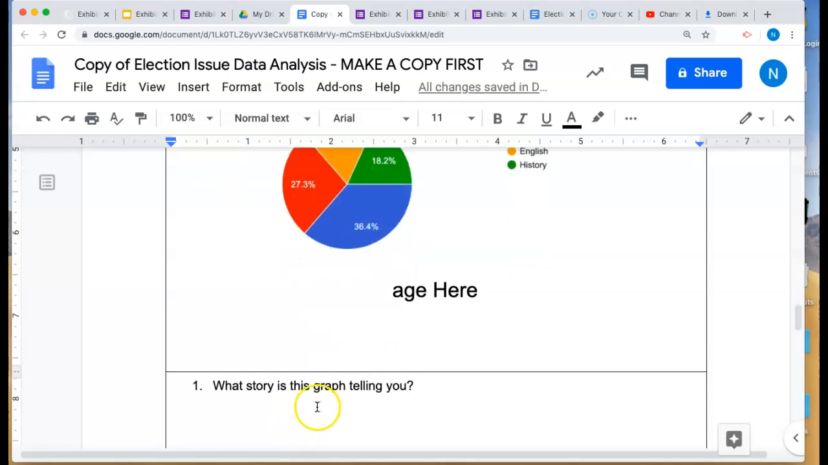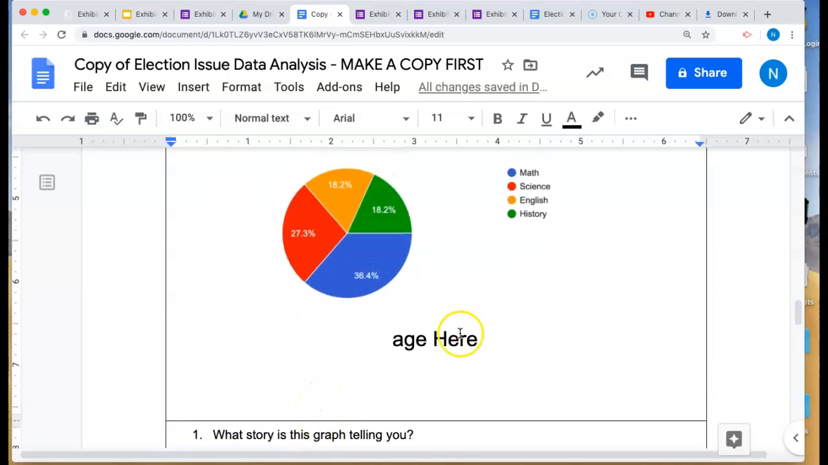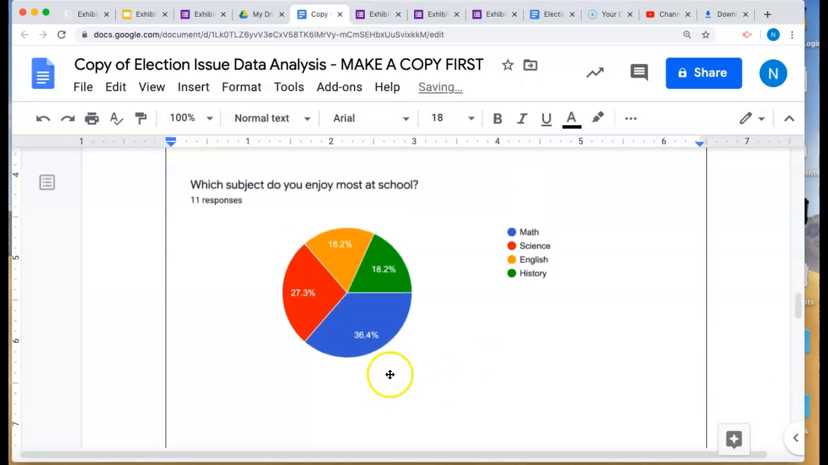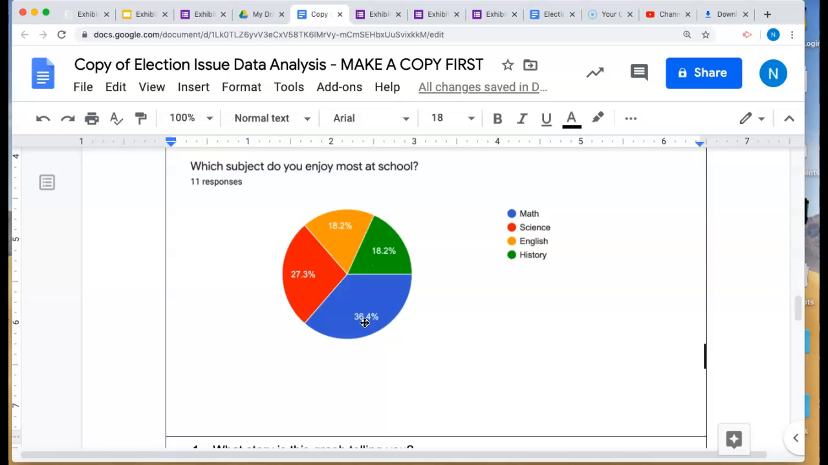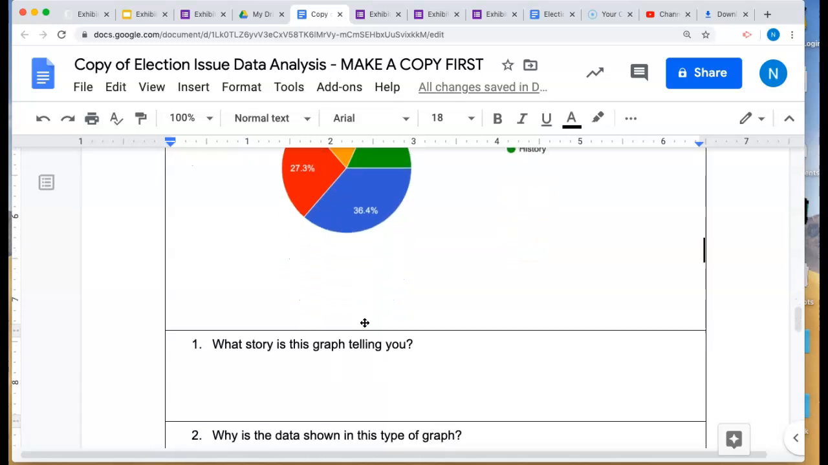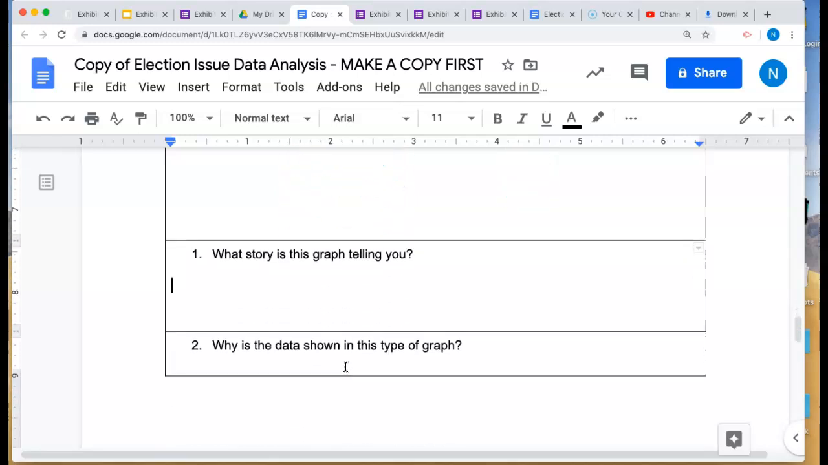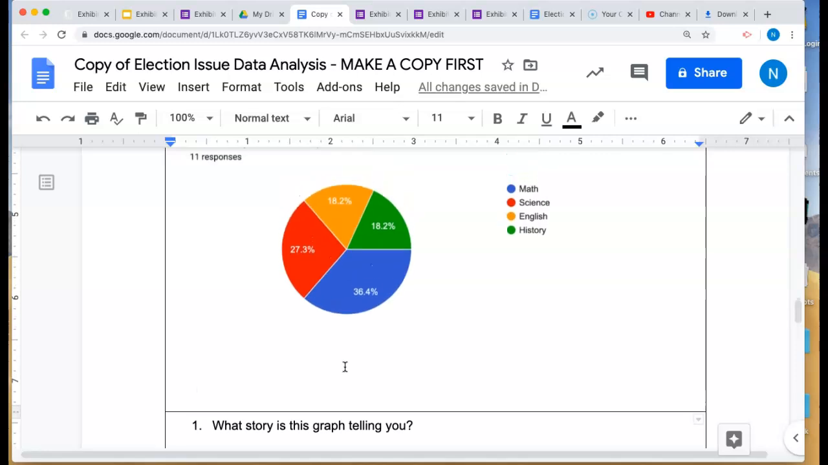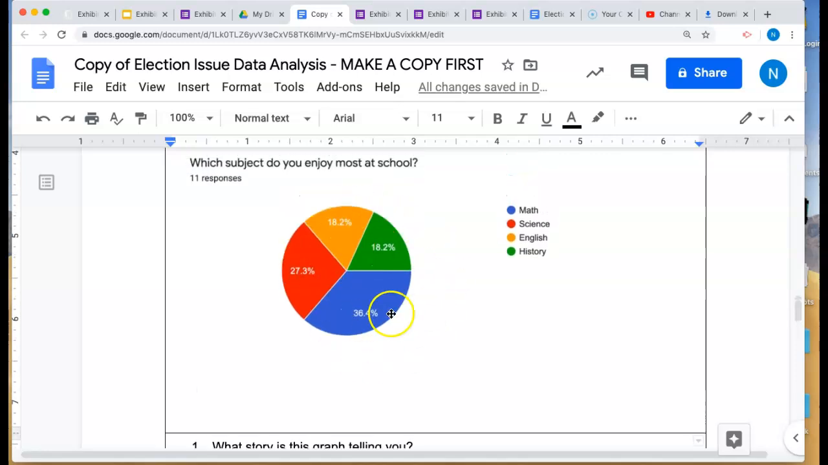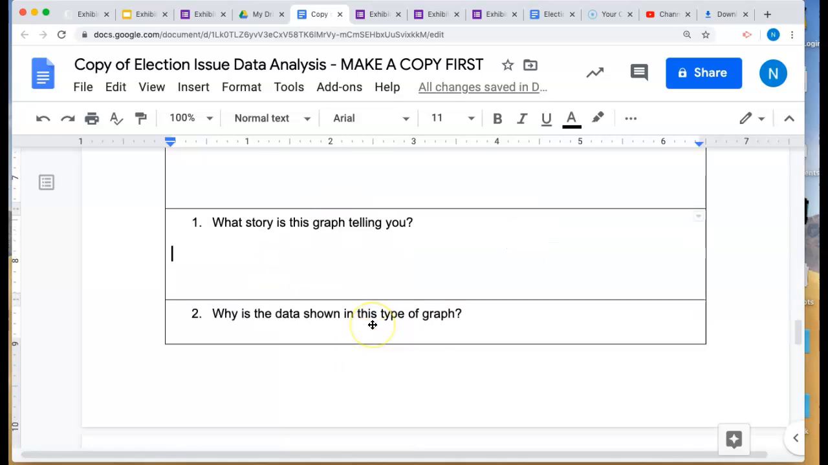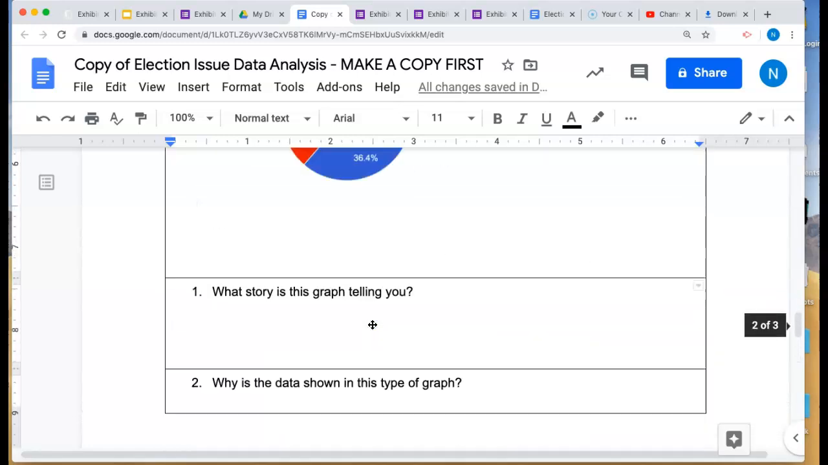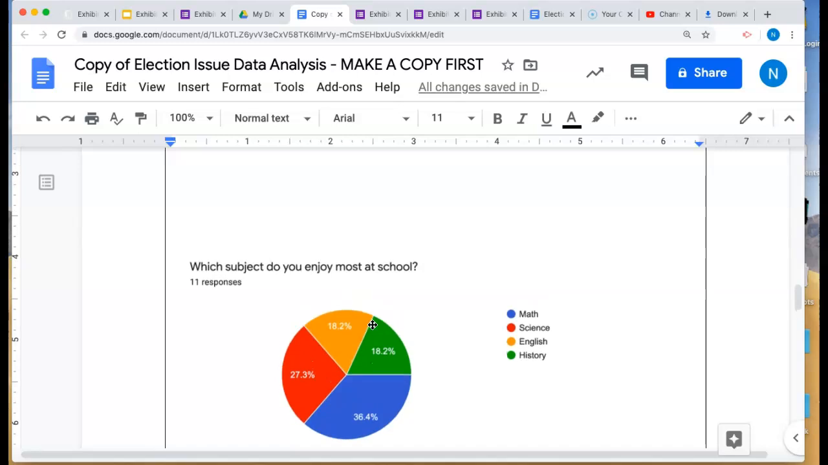And then you're going to talk about what story the graph is telling you. The story this graph is telling me is that there were 4 people that state that they enjoy math, which is a different story because a lot of people normally talk about math anxiety. Why is the data shown in this type of graph? It is shown in a pie chart because it is showing percentages of the whole. And then you're going to go on and analyze the rest of your image.